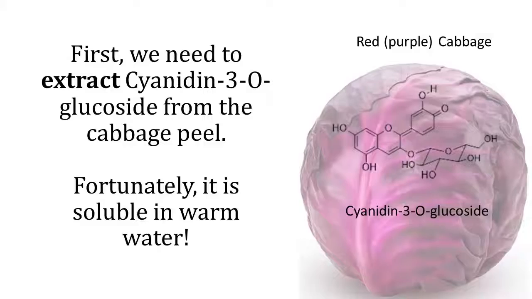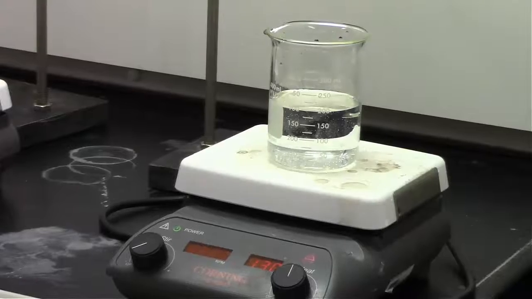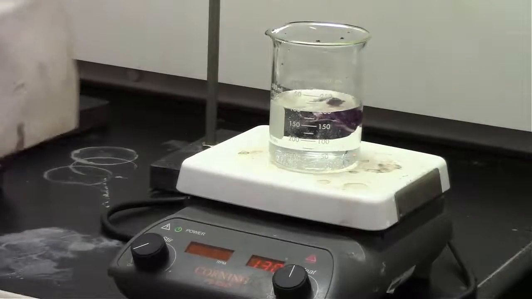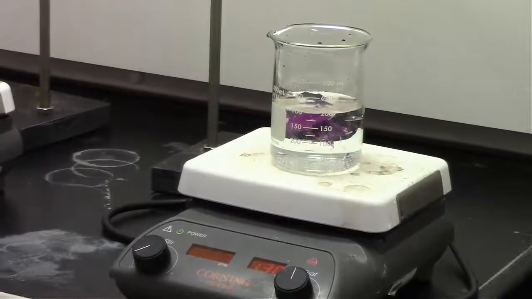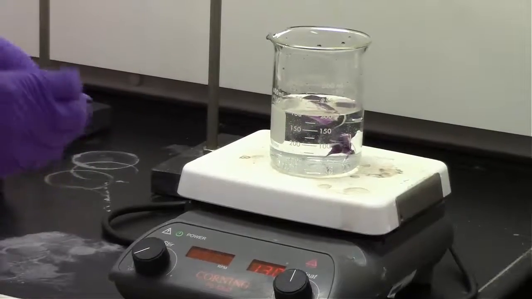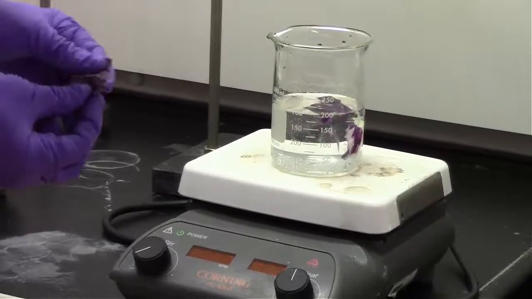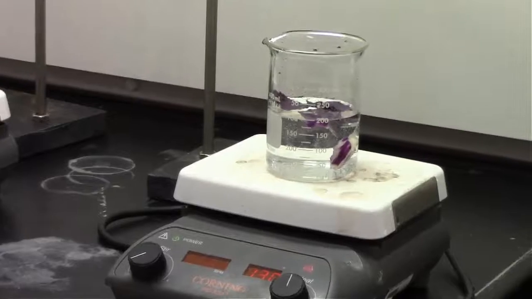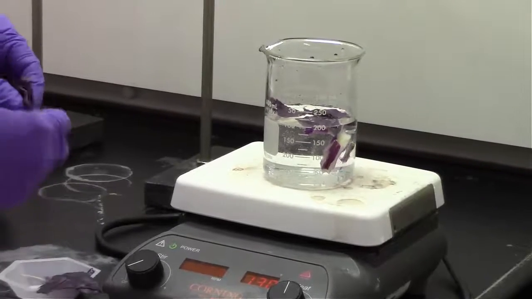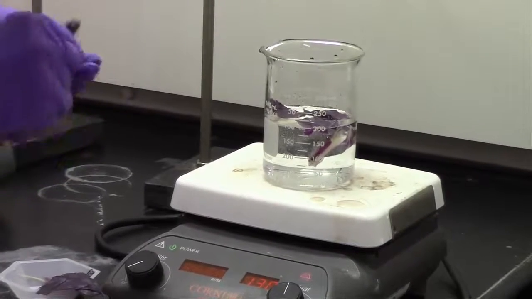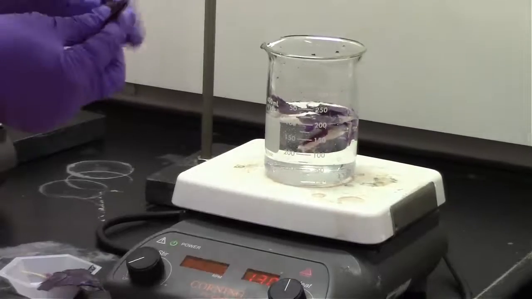The goal of the first part of this is to extract the cyanidin 3-O-glucoside from the peel, and that cyanidin 3-O-glucoside is soluble in water. So we have a solution of water heating up on a hot plate. We're going to break those cabbage pieces into slightly smaller pieces so we have more surface area exposed, so that molecule can dissolve into aqueous solution.